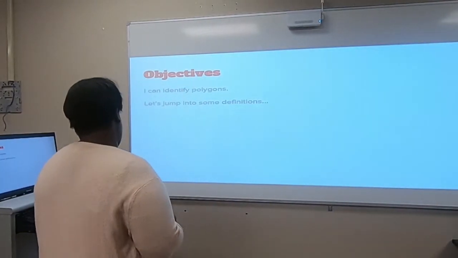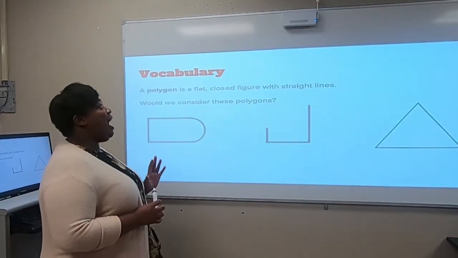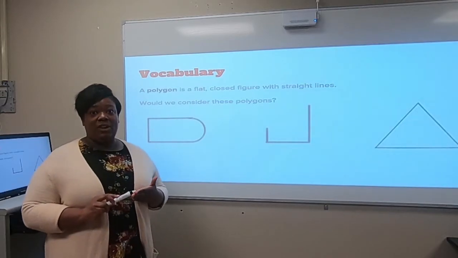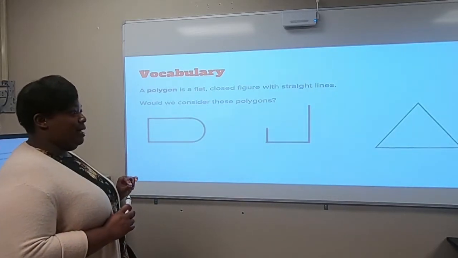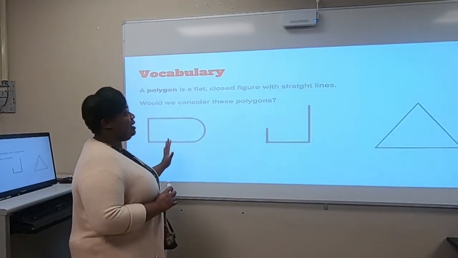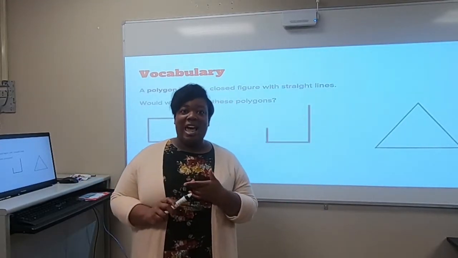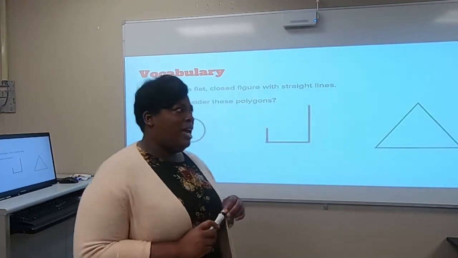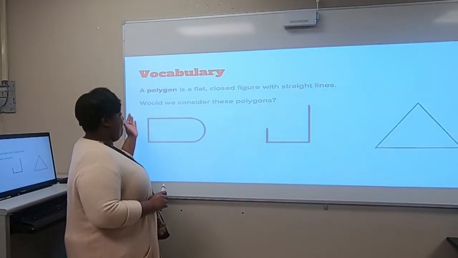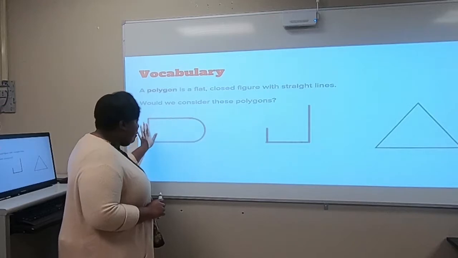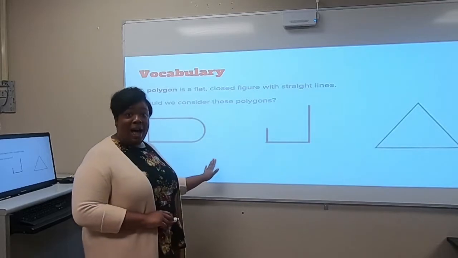So let's look at some definitions. I have some vocabulary for you guys. A polygon is a flat, closed figure with straight lines. Would we consider these polygons? Now, let's remember what a polygon is. A polygon is a figure with straight lines. It's flat and it's closed. So let's look at this first one, you guys. What I have here is a shape, and I see some straight lines, but then I see this curved line. Will we consider this shape a polygon?